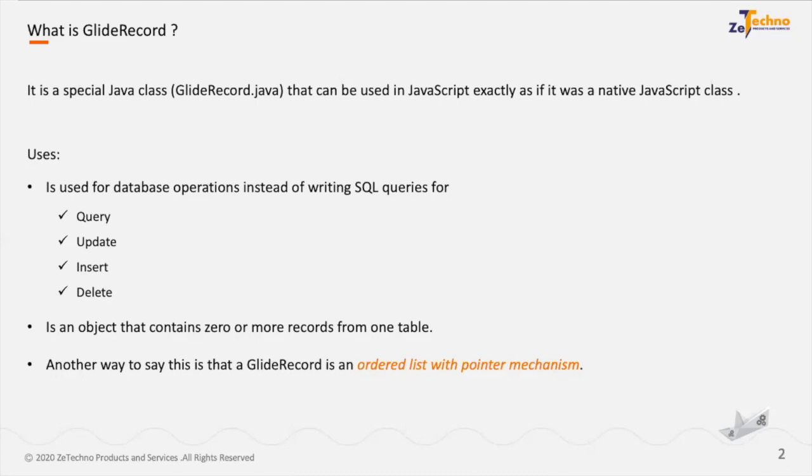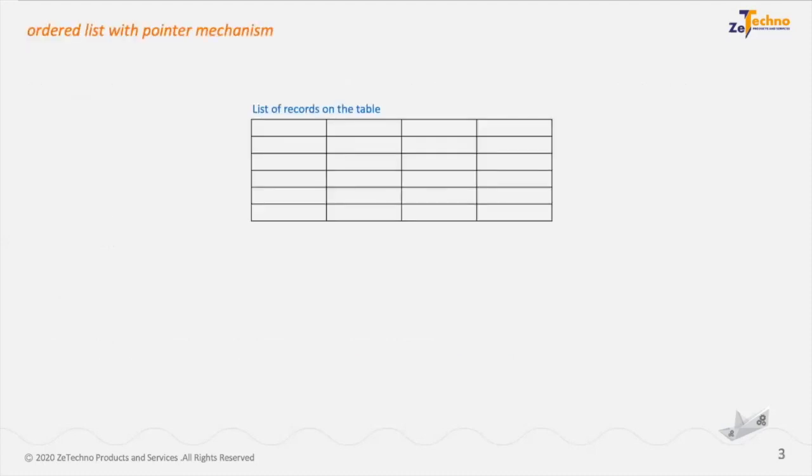Okay. The other way to look at this is, when we look at GlideRecord, we see it as an ordered list with a pointer mechanism. I always explain this concept in this way. Let's talk a little bit more about what an ordered list with pointer mechanism is. Consider this as a list of records on the table, right? So we have around 6 records here.